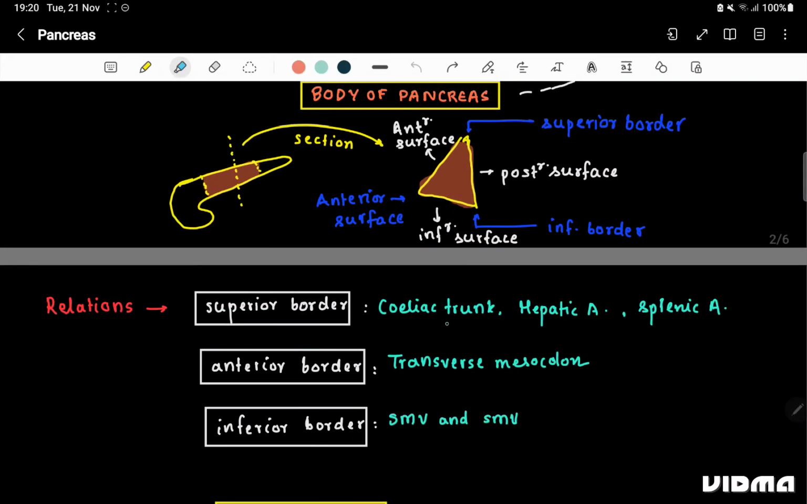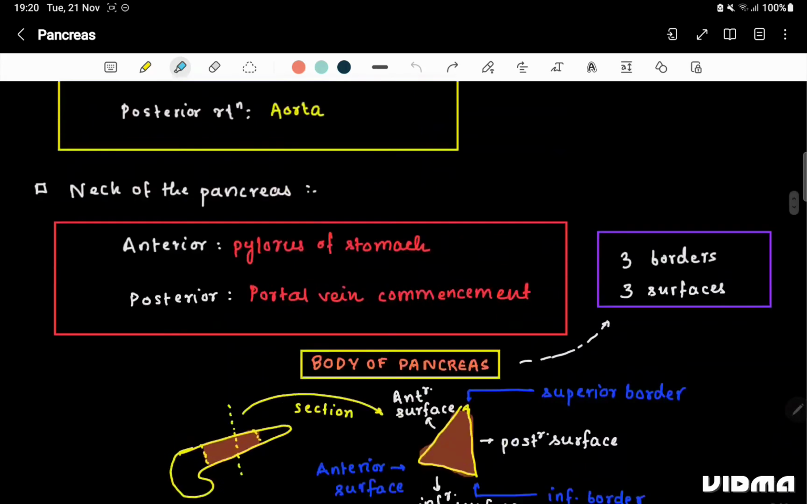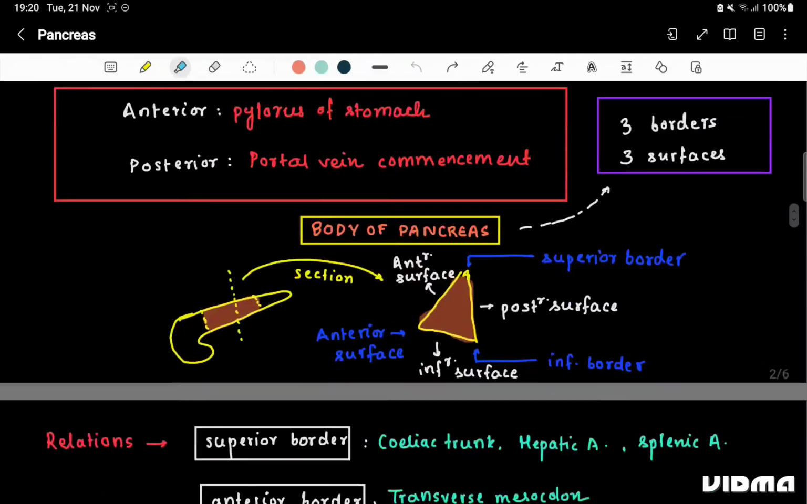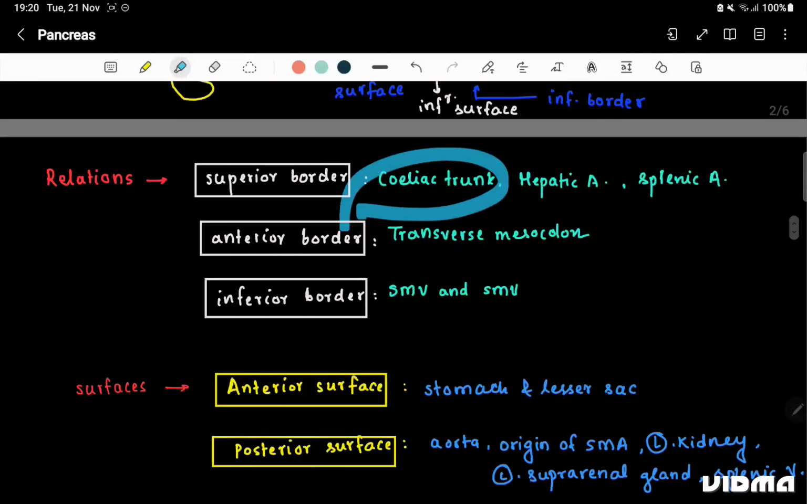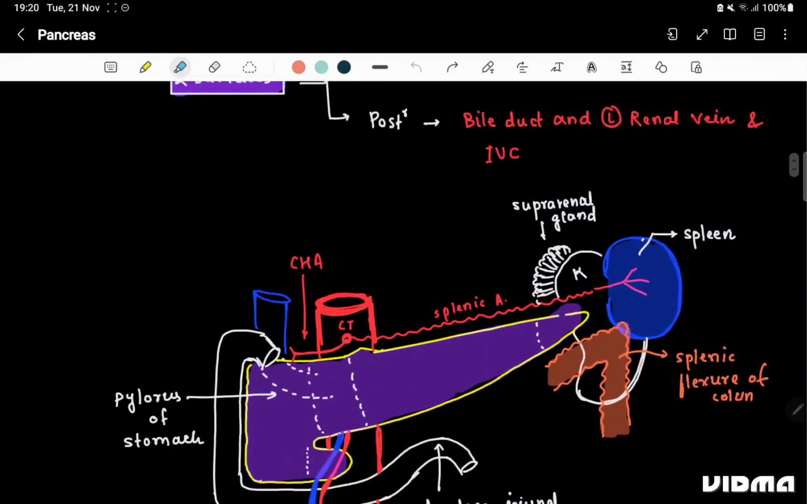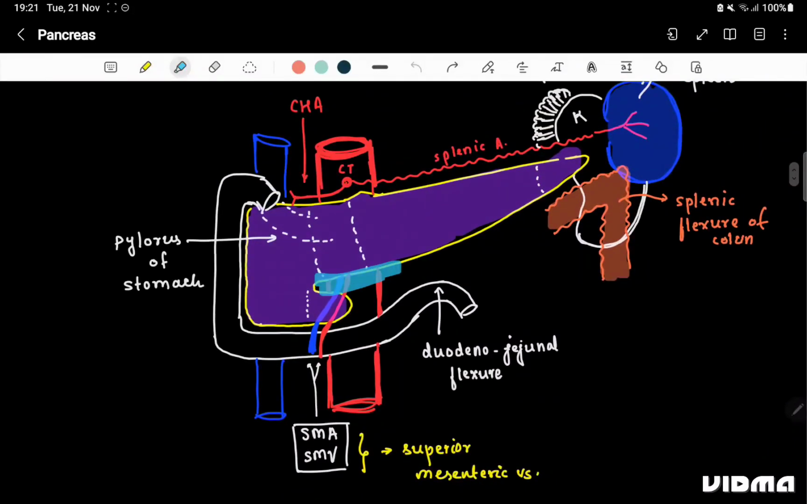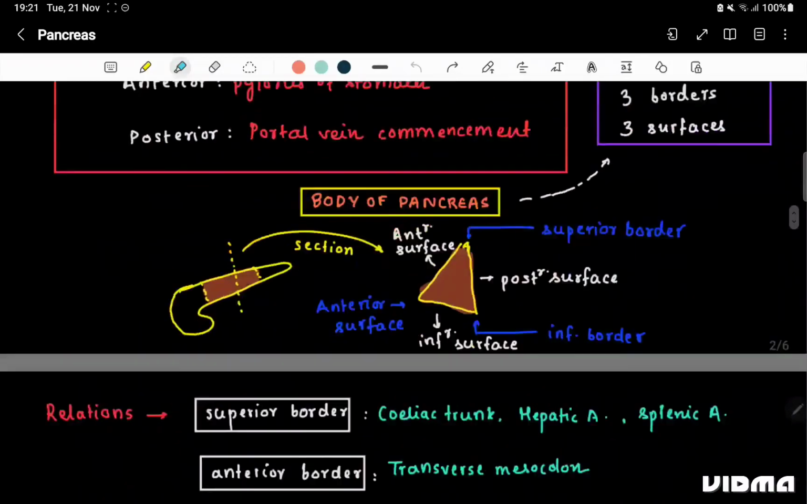Superior border is related to the celiac trunk, hepatic artery, and the splenic artery. So you can see the superior border is related to the splenic artery. Hepatic artery will be present over here also, and your splenic artery, hepatic artery, and celiac trunk. Celiac trunk you can see here. And then the inferior part is related to the aorta, and the superior mesenteric artery and superior mesenteric vein are also related.